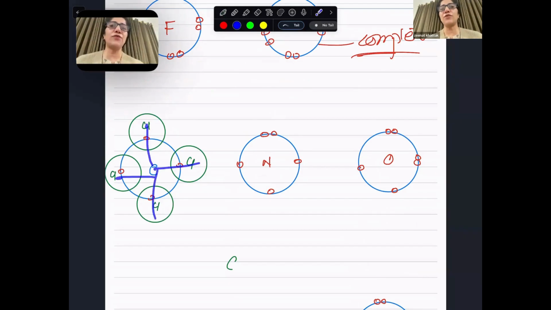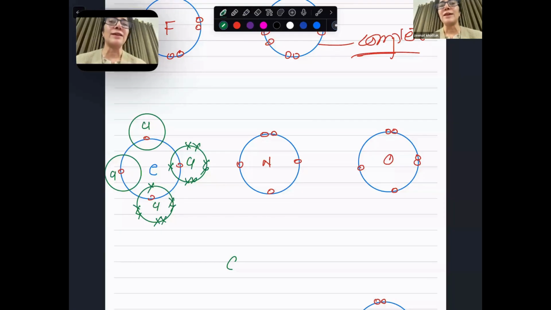Carbon is sharing how much? 4. Nitrogen needs 3, so shares 3. Oxygen needs 2, so will share 2. So if this is chlorine, it has 1, 2, 3, 4, 5, 6, 7 electrons, and the same for each of the others.